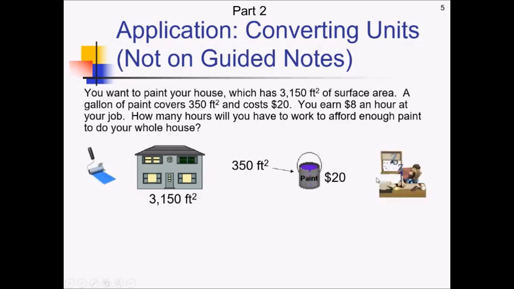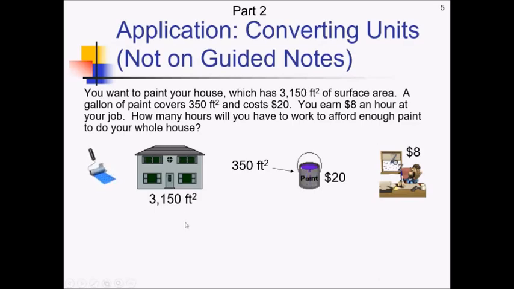And let's say that you also have a job and you're earning $8 an hour at this job. We want to know how many hours you're going to have to work to afford enough paint to do your whole house. So essentially our situation is we're starting with units of square feet of house area, and we want to convert that to hours of your life. Whenever you're doing unit conversion, fractions can be very helpful.